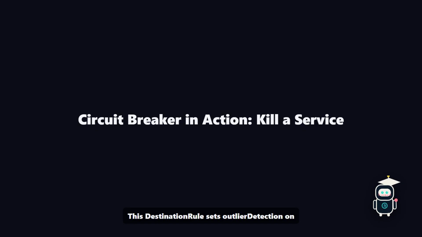This destination rule sets outlier detection on the product catalog service. After applying it, simulate a crash. Run kubectl exec into the product catalog deployment and pkill -f product catalog. The sidecar detects multiple 5xx errors and ejects the instance. Istio stops forwarding traffic to it. Now when you curl the front end, the call to product catalog is short-circuited.